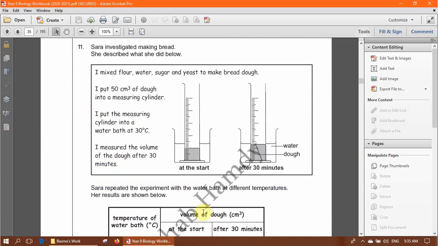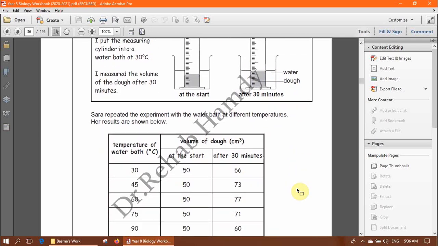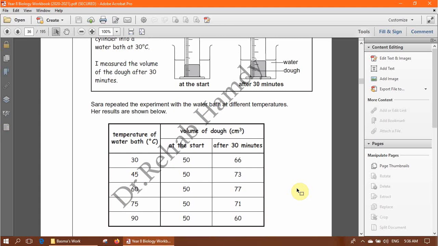Okay. The last question. Sarah is investigating making bread. So she's mixing flour, water, sugar, yeast, and she made a bread dough. And then she took 50 cubic centimeter of the dough. She put it in the measuring cylinder, and she added the measuring cylinder in a water bath at 30 degrees Celsius. And then she measured the rise in the volume of the dough after 30 minutes. Okay, and she repeated this experiment with different temperatures of the water in the water bath.